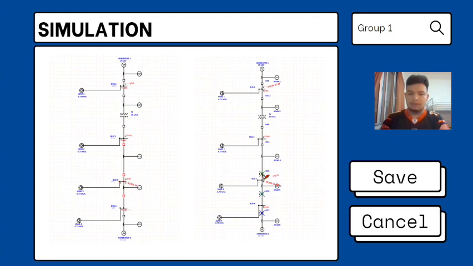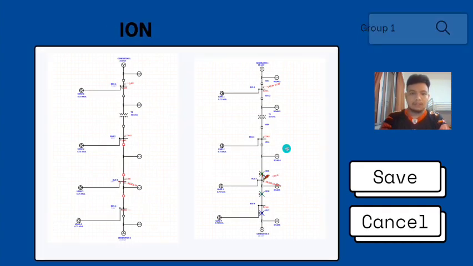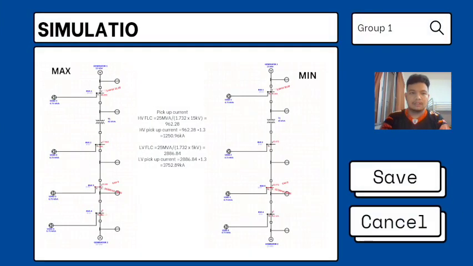So next is the high pickup current. For high, the current is 1215.96 kiloampere. For low, it is 37.52.89 kiloampere.